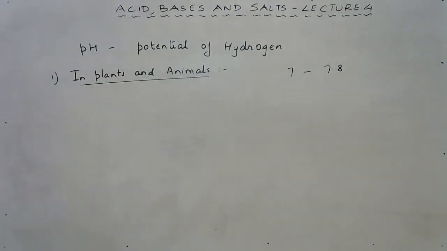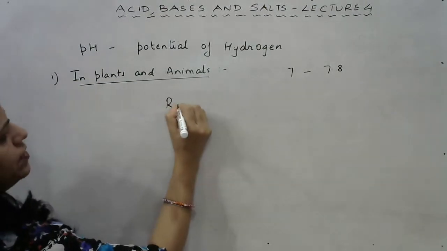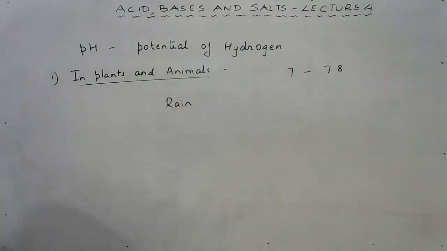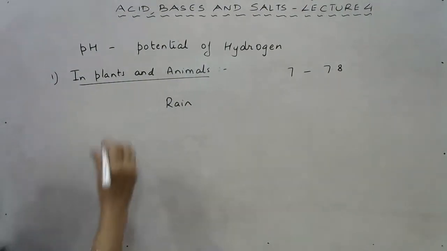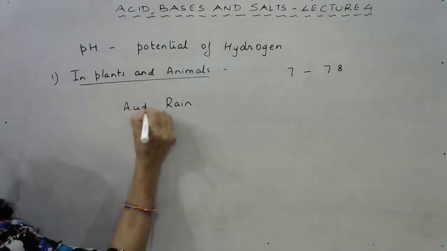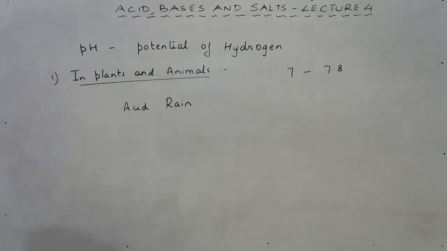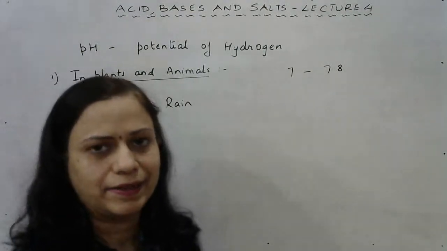Then rainwater. What is rainwater? We all know that when it rains, the water falling from the clouds is known as rainwater. And you've also heard about acid rain. So how do we distinguish between a normal rain and an acid rain?